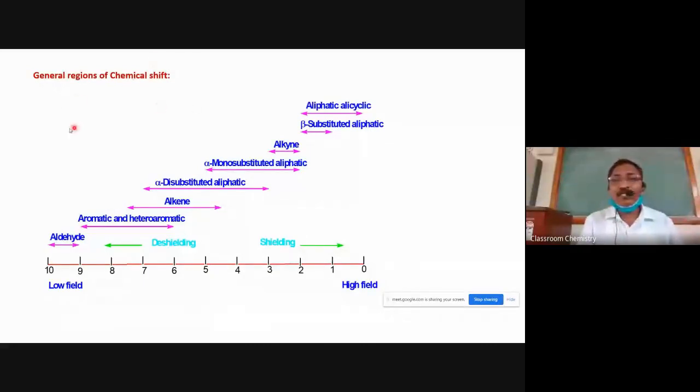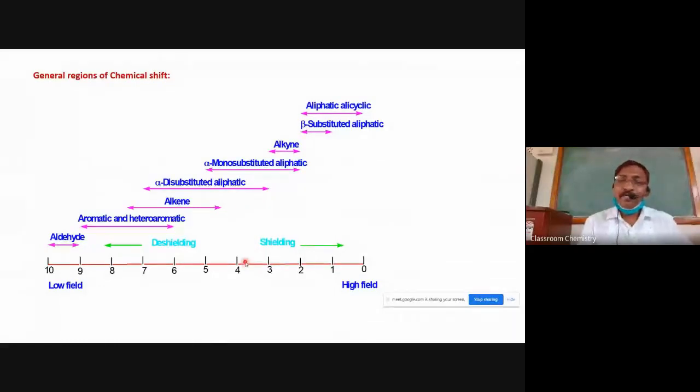Now, let us see the general region of chemical shift broadly and how we can remember the scale from 0 to 10, from higher field to lower field, from shielding to deshielding. Mostly aliphatic, alicyclic, beta substituted aliphatic compounds are at 0.8 to 1.5. Alkyne from 1.5 to 2.5. Monosubstituted and disubstituted aliphatic are observed from 2 to 2.5. Then methoxy are available at 3.5 to 3.8.